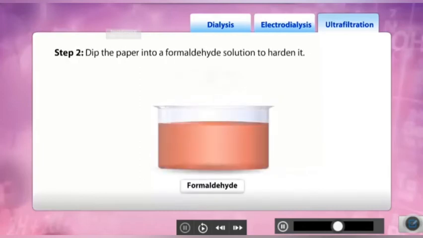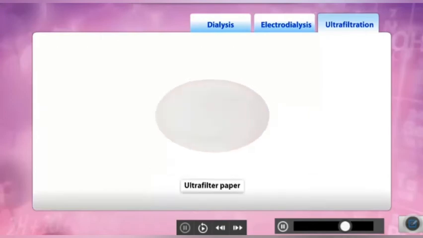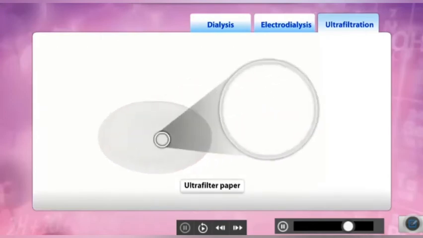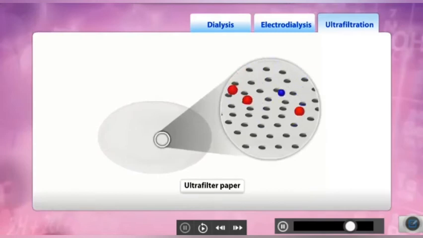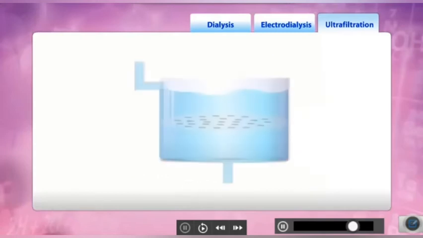Next, it is dipped in a formaldehyde solution to harden it and then dried. This paper is called ultrafilter paper. Ultrafiltration can now be carried out. This is a slow process.